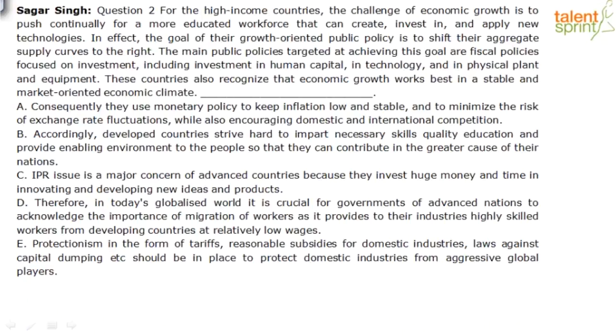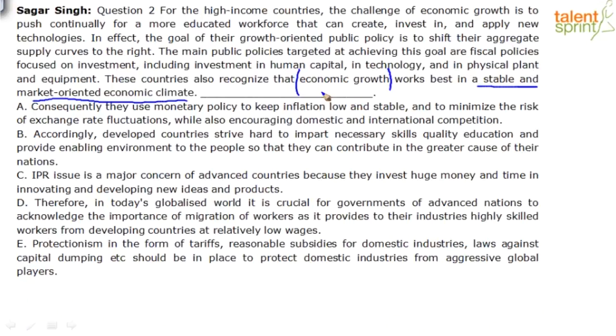But just for us to get an idea, if we want to save time, we're only going to look at the preceding sentence, okay? The preceding sentence says, these countries also recognize that economic growth works best in a stable and market-oriented economic climate. So some of the clue words that you can quickly look at from the preceding sentence are: we're talking about a stable and market-oriented economic climate, right? And we're talking about economic growth itself, that's the crux.